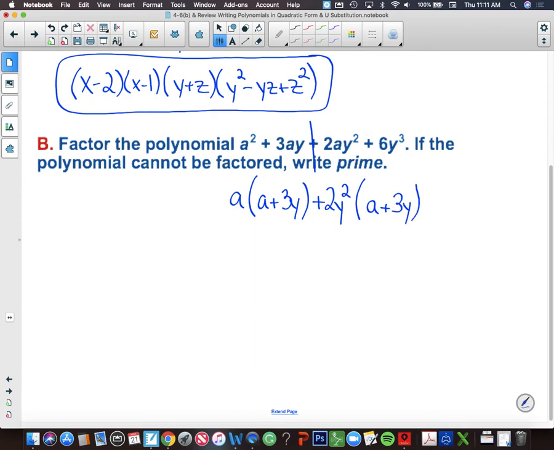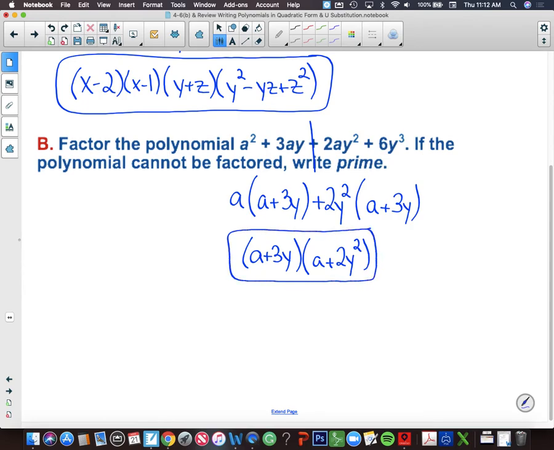Yes. This one's a lot easier than the last one because we're going to be done after this. So a plus 3y, that's my greatest common factor. And then we're going to have a plus 2y squared in the second half. And you can't go any further than that because there are no trinomials, no difference of squares, cubes, nothing there. So you're done.